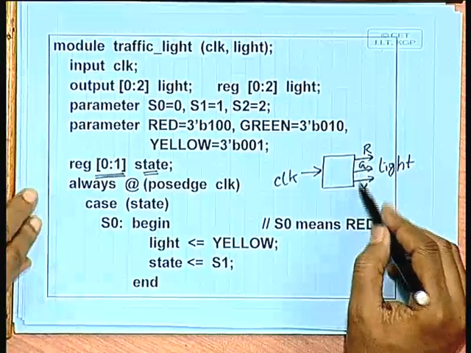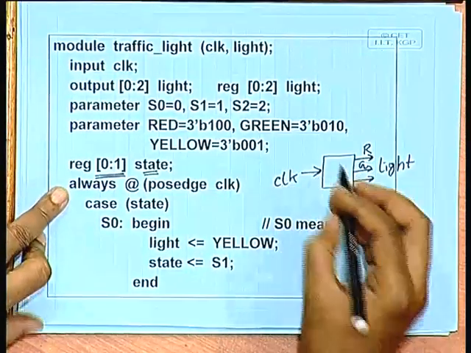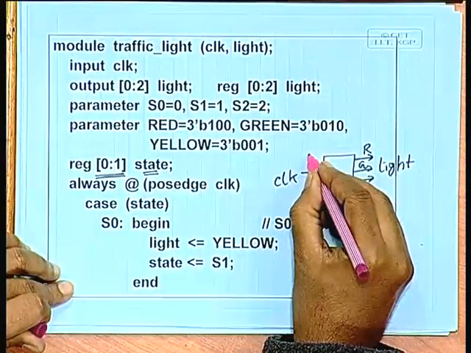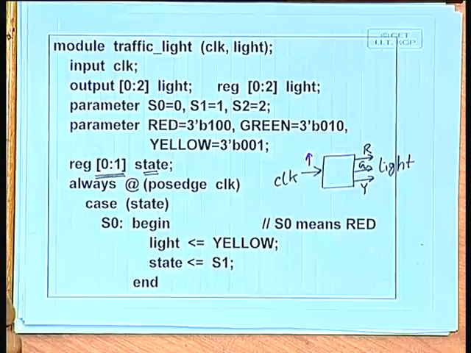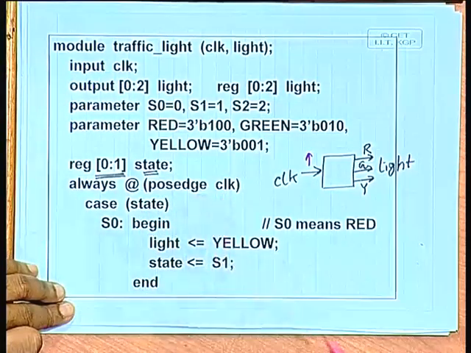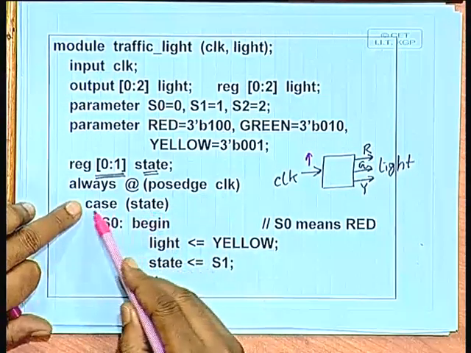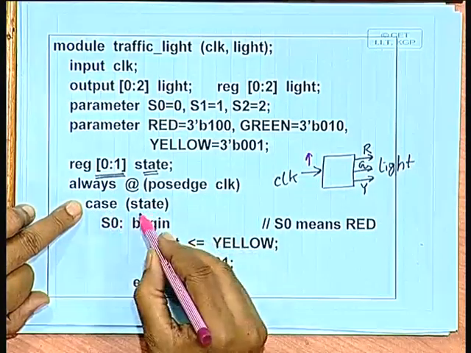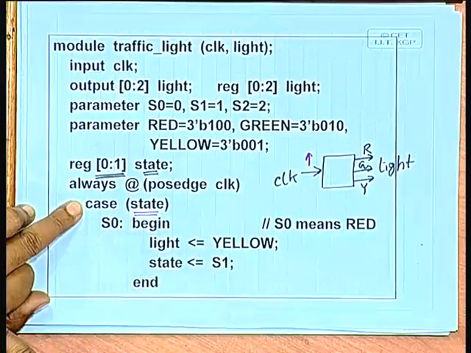Now, here the states are changing always in synchronism with the clock. We are assuming that they will change at the positive edges of the clock. So, the code goes like this: always at the positive edge of the clock, we do a switch based on the value of state.